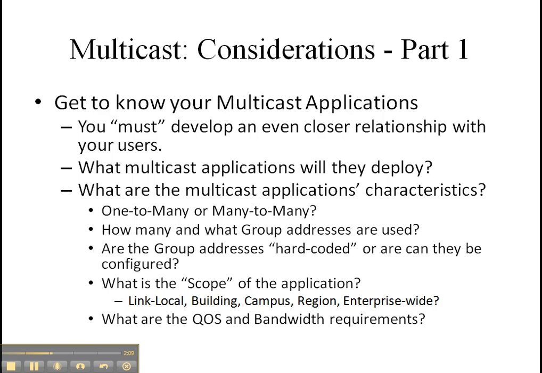What about the QoS and bandwidth requirements of the application? How much bandwidth is this thing going to consume? What protocol does multicast ride on? Anyone know? Just answer in your head, or shout it out if no one is around you. The answer is UDP. So is there any back off or congestion avoidance in UDP? No, there is not. So we need to know what the bandwidth of these applications are going to be, because they do not slow down if we drop a packet. They're going to just keep right on going.